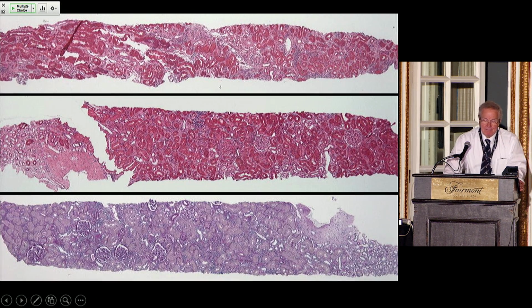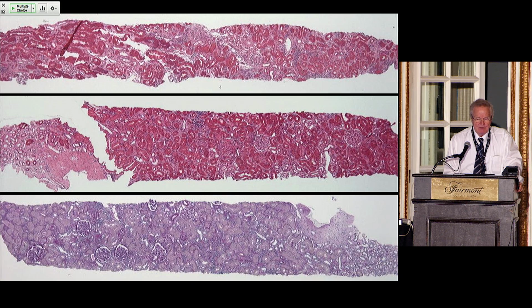So here we have, on top is the, I can't even recognize this. The bottom is the PAS. You have a trichrome here, probably on top, and you have an H&E in the middle of this patient's biopsy.